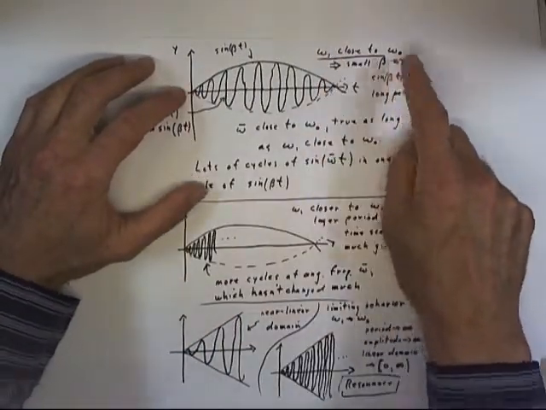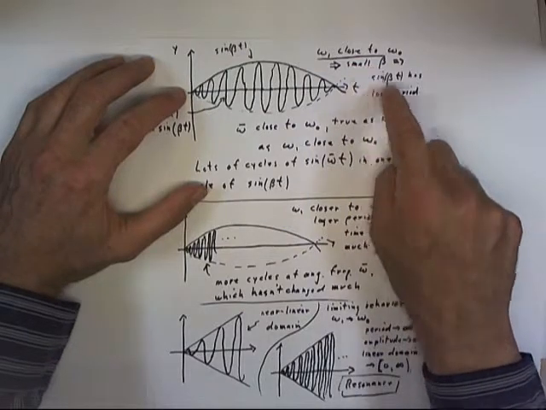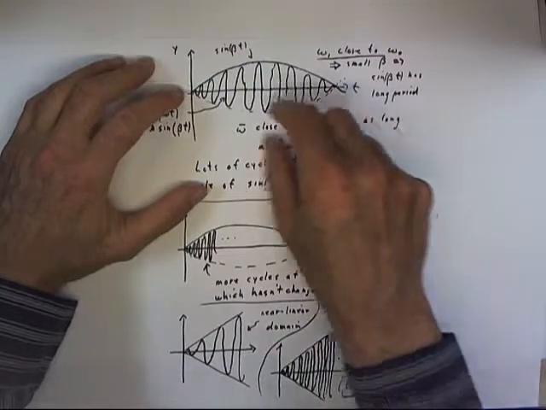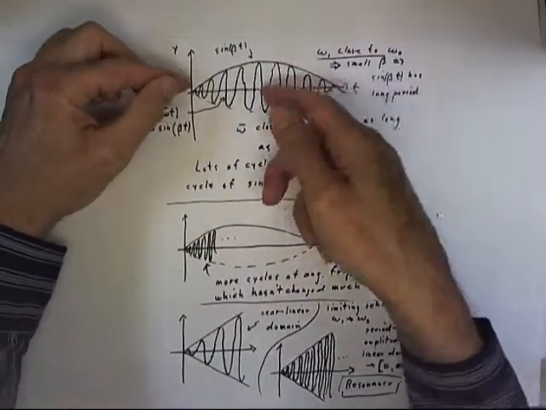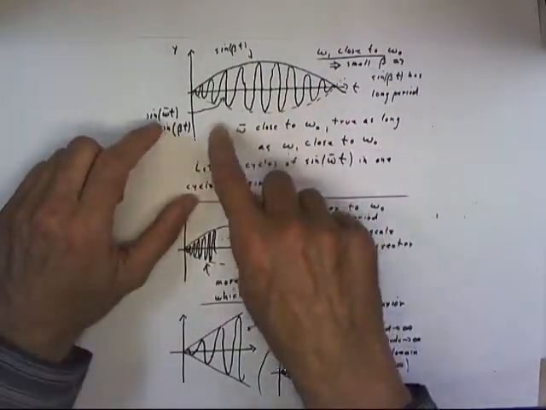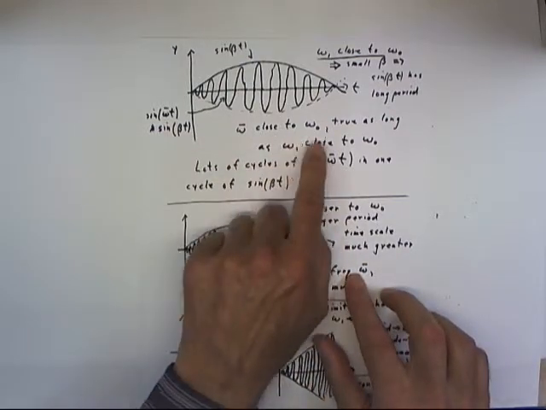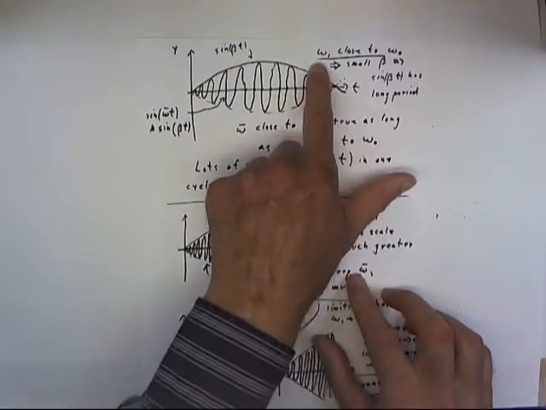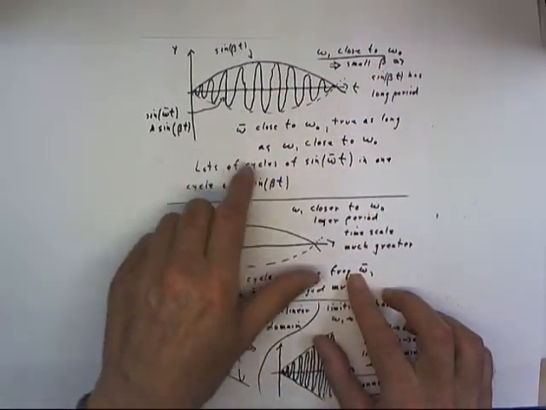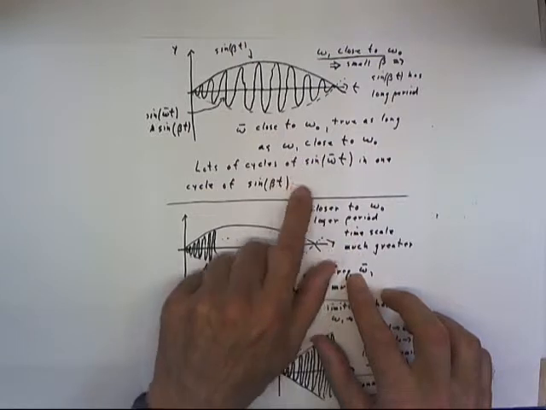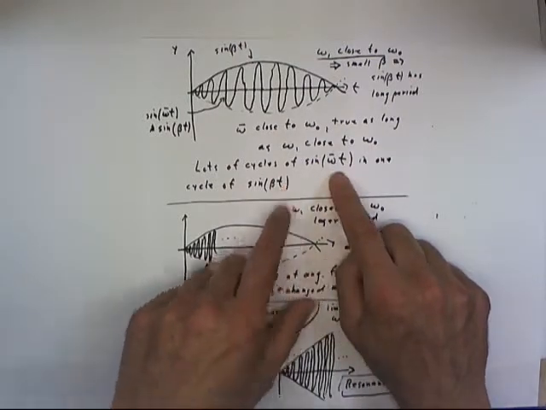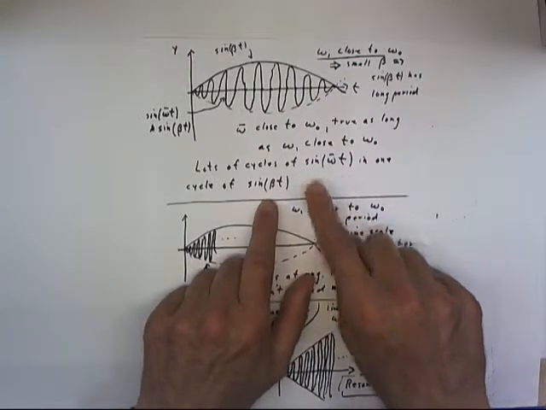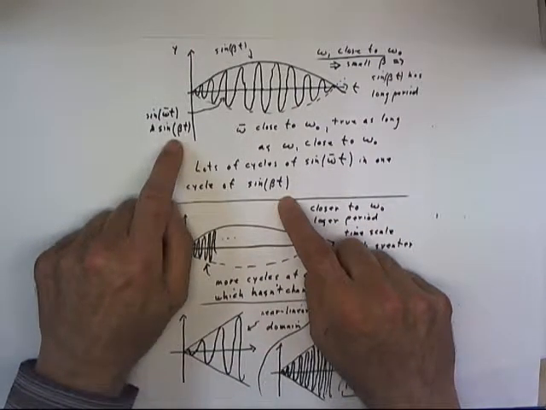So we can represent the behavior fairly easily. If omega 1 is close to omega naught, then you have a small value of beta, which gives sine beta t a long period. So the period of sine beta t extends. And omega bar stays pretty much close to omega naught as long as omega 1 is close to omega naught. And since omega 1 is approaching omega naught, that's certainly going to be the case. So what we end up with is lots of cycles of the sine of omega bar t in one cycle of the sine of beta t.